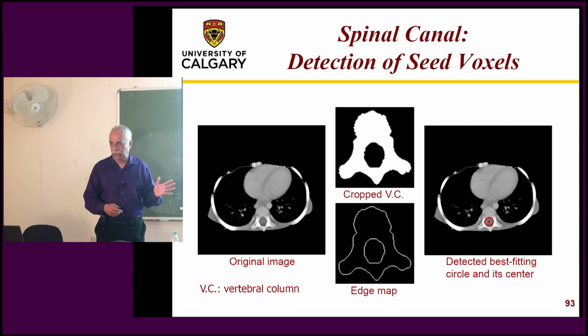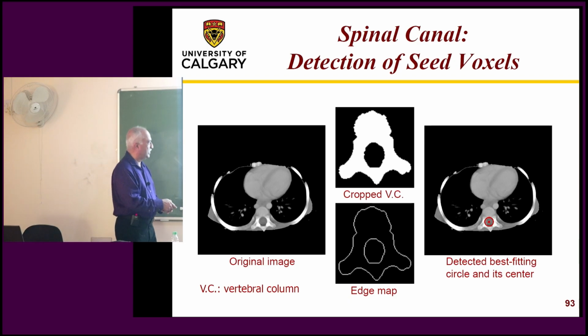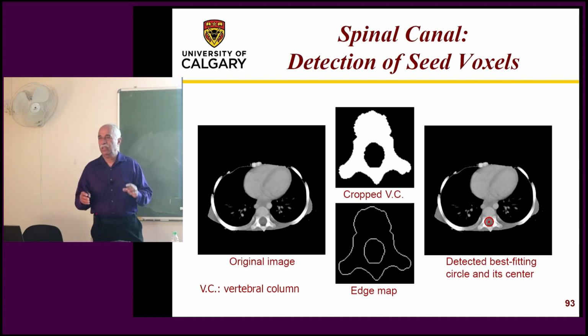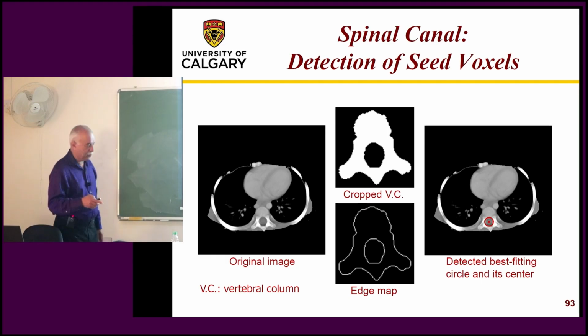We don't need the circle. The circle is detected only because this is approximately circular in cross section. All we want is one point inside, and the center of the circle will be inside. We just want that one point, or a small neighborhood around that, and use that for region growing from every slice.